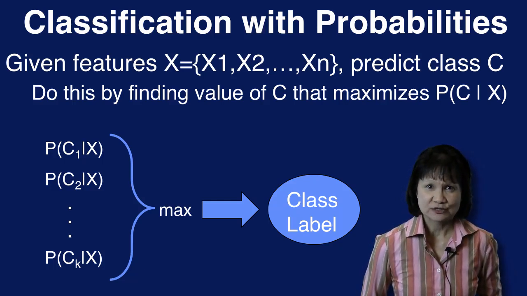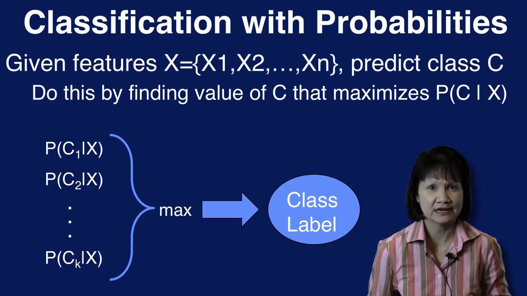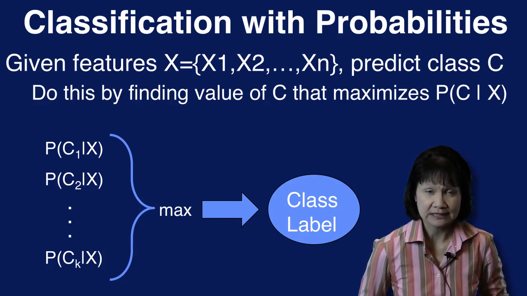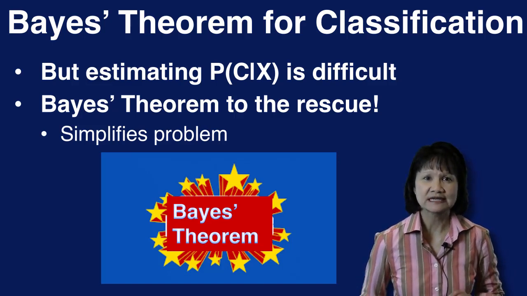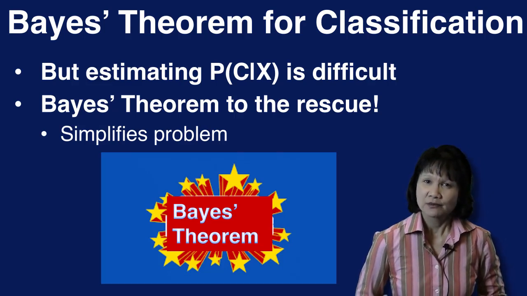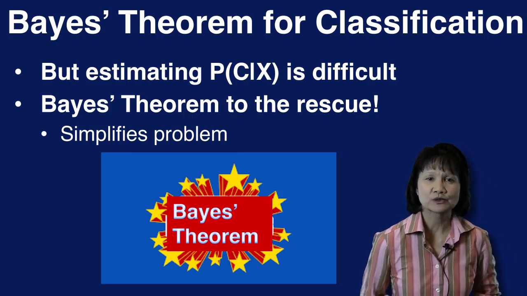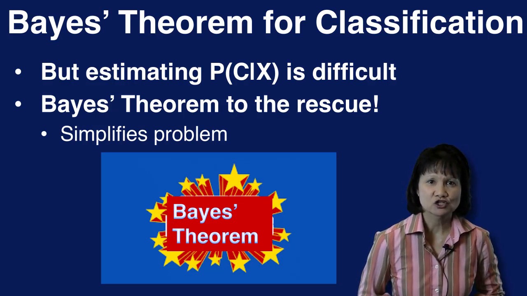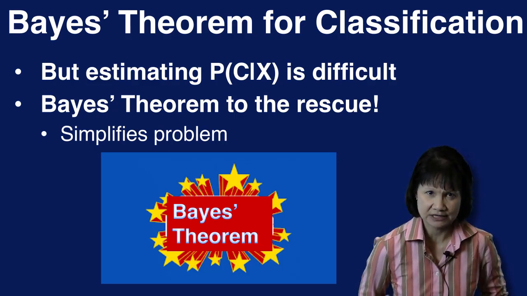To find the class label C, we need to calculate the conditional probability of class C given X for all classes and select the class with the highest probability. So for classification, we want to find the value of C that maximizes the probability of C given X. The problem is that it is difficult to estimate this probability because we would need to enumerate every possible combination of feature values and to know the conditional probability for each class given every possible feature combination.